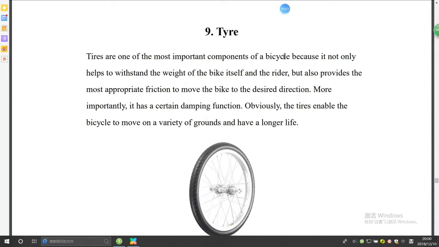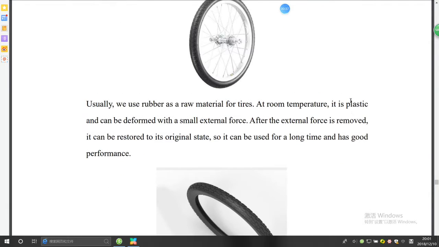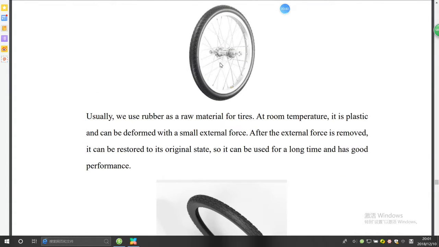Hello, now I will talk about the tire. Tires are one of the most important components of bicycle because it not only helps to withstand the weight of bike itself and the rider, but also provides the most appropriate direction to move the bike to the desired direction. More importantly, it has a certain damping function. Obviously, the tire enables the bicycle to move on a variety of ground and have a longer life. You can see it is a picture of that.